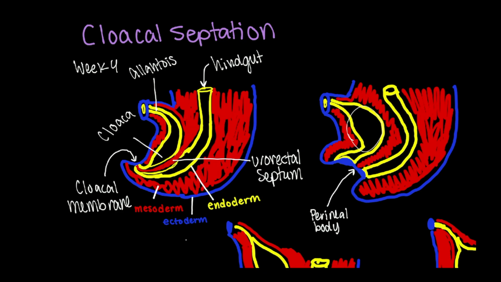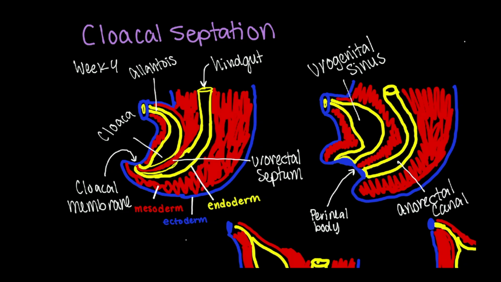So we have this anterior part of the cloaca and this posterior part. The anterior part is now called the urogenital sinus. And then the posterior part is the anorectal canal. This separation allows the digestive tract to open separately from the urinary and reproductive tracts. That cloacal membrane can now be subdivided into the urogenital membrane, and right here we have the anal membrane.